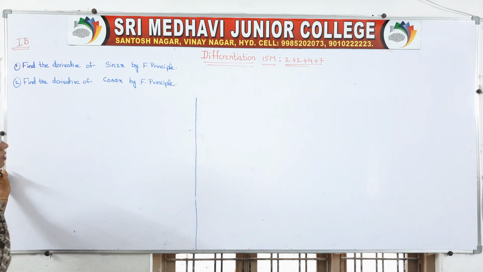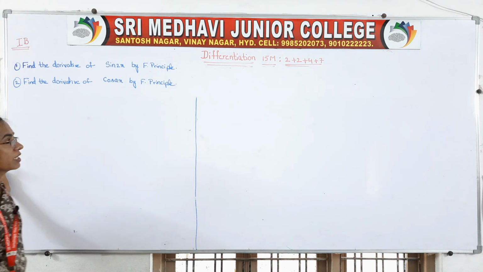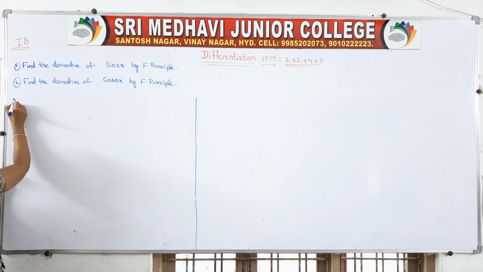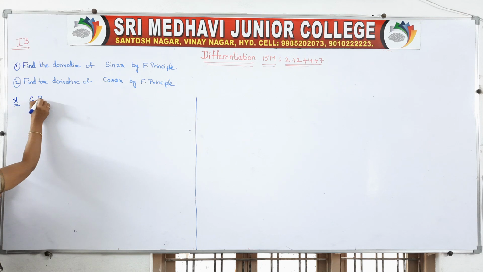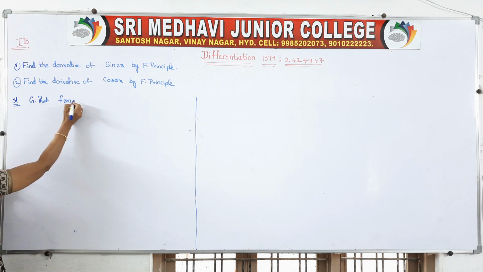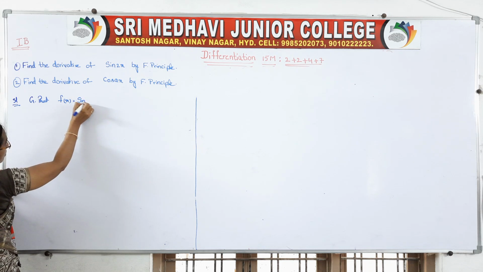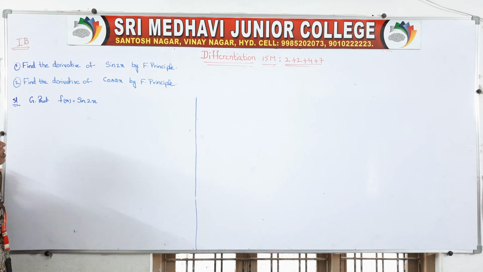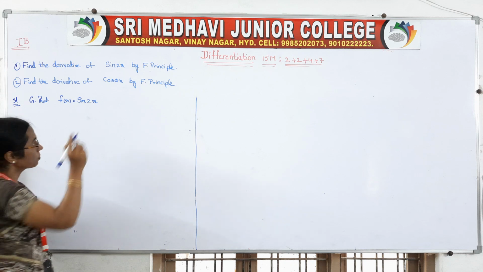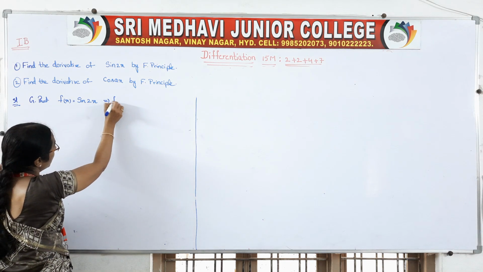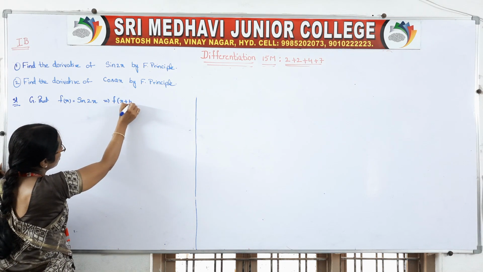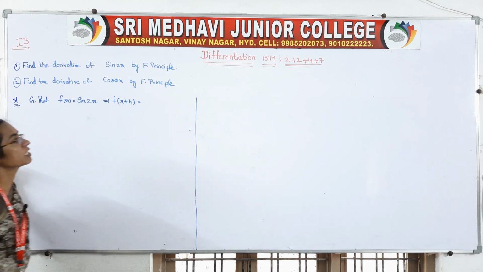Find the derivative of sin 2x by first principle. So come on, what is the given function to us? F of x is equal to sin 2x, right? To get first principle, we need f of x plus h, right? So how will we get f of x plus h?